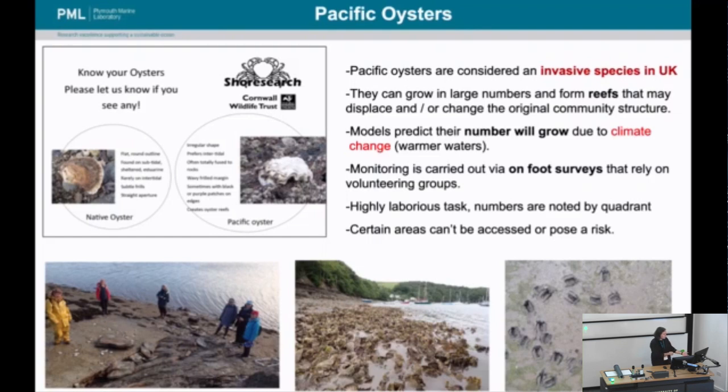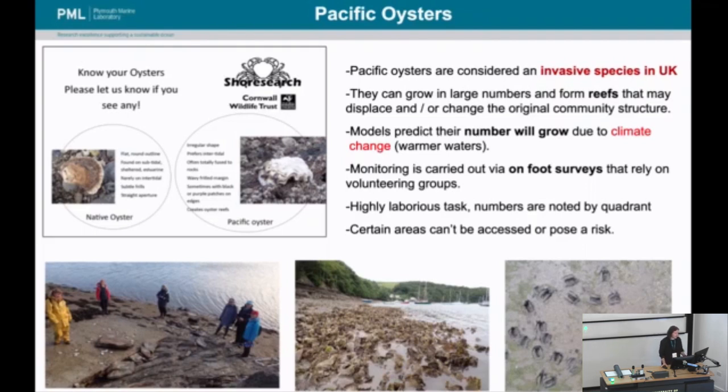What they usually do is simply go out with a few volunteers, and they also do some kind of outreach events, and they teach them how to identify Pacific oysters, and they simply walk and count these oysters. Usually it's not just 5 people, usually it's like 100 people. It's a very laborious task. And obviously they cannot access some areas that pose a risk, like mudflats.